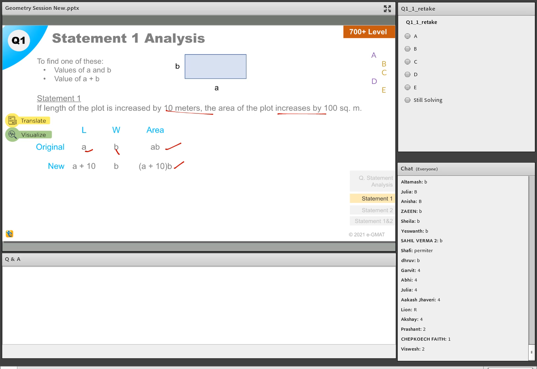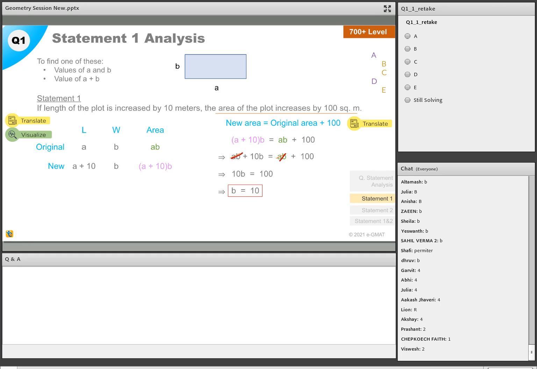Now, since the length has been increased, the area increases by 100 square meters. So the new area is equal to the original area plus 100 square meters, right? That's the equation that we would be able to form. If we use these values, the new area, that's (a plus 10) times b, the old area, that's a times b, and substitute them, I can easily cancel off a times b and then get the value of 10b, which is equal to 100. And from that, the value of b becomes equal to 10.